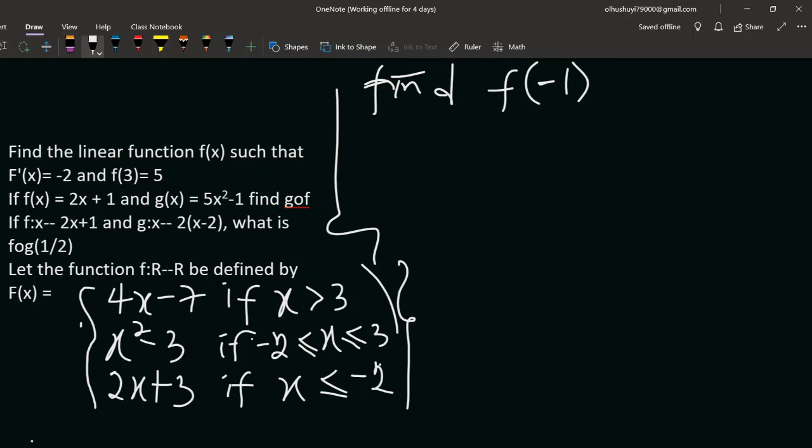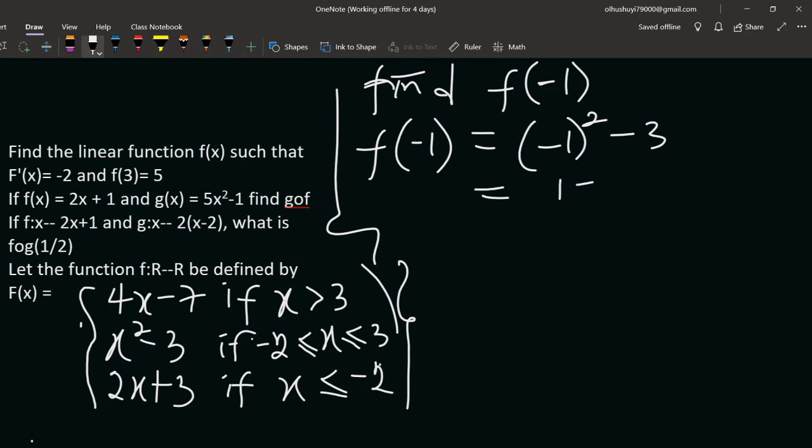So f of minus 1 will be equal to minus 1 raised to power 2 minus 3, which is 1 minus 3, and that will be equal to minus 2. So when you have a question that has conditions like this, please watch out. This is how you will solve it. We go to the next question quickly.